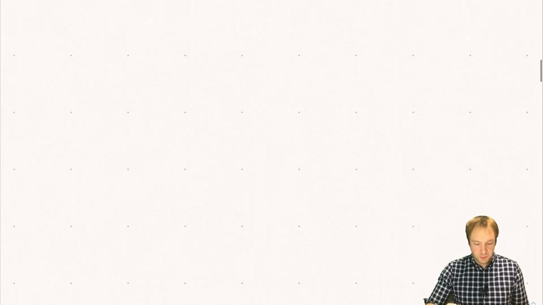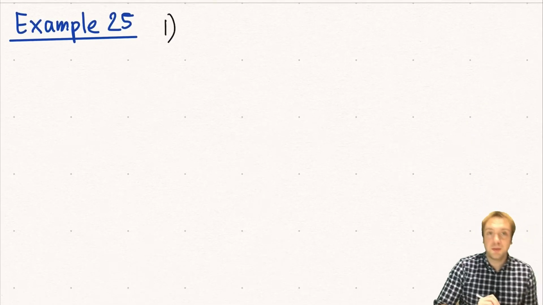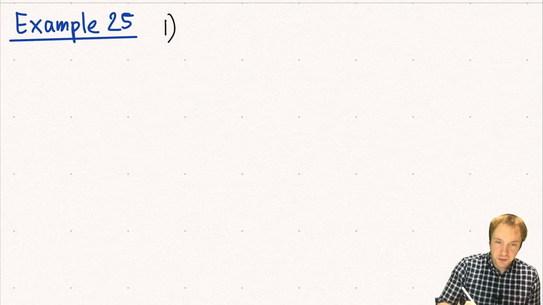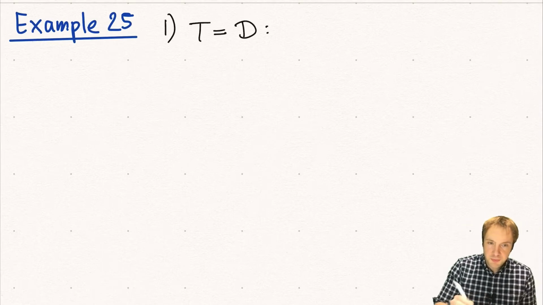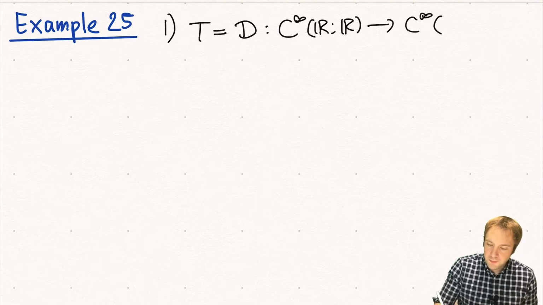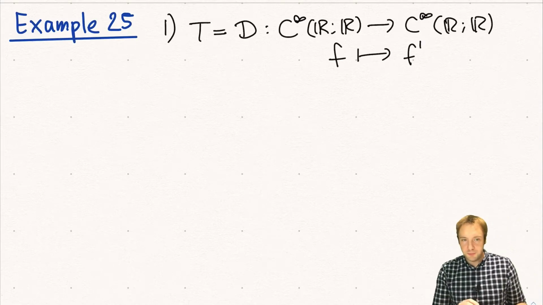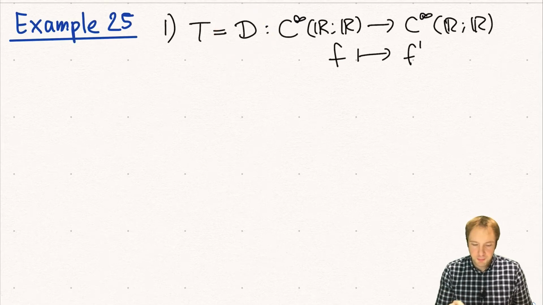But let's first do one example, or two examples. So what would be an example for an easy differential operator? So for T, we will give it a special name, so we call it D. And by D we just mean the differential operator, so a map from the smooth functions to the smooth functions, which just sends an f to its first derivative. And this operator we already discussed in this course as an example for a linear map.